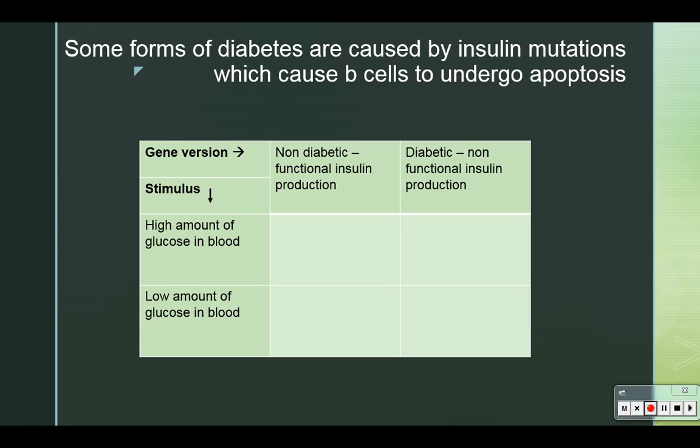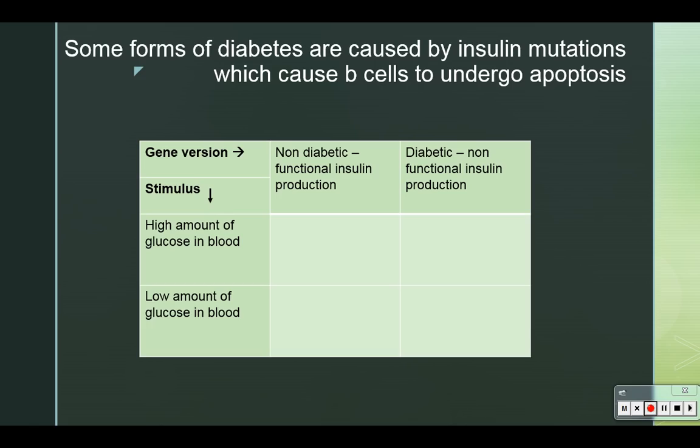Insulin, as I said, is a protein, so it's made by a gene, which then causes B cells to undergo apoptosis. Then you don't have enough insulin. So pause the video and copy down this chart and fill it out and see if you can figure out what would happen in each case. And then unpause the video and I'll give you the answers.